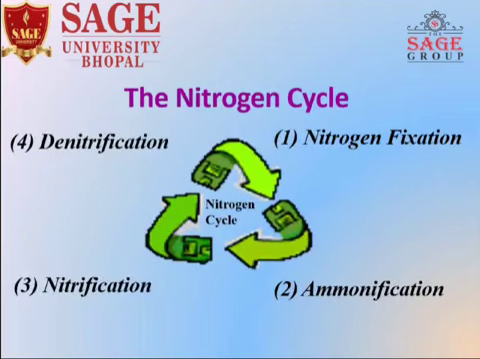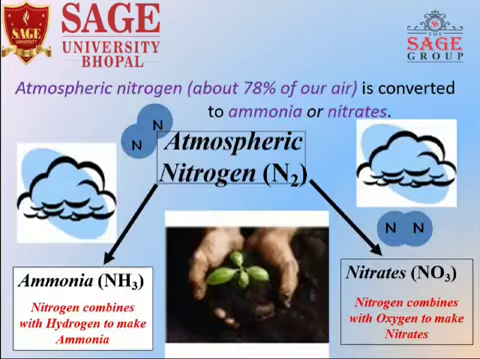The nitrogen cycle consists of four stages. One, nitrogen fixation. Second, ammonification. Third, nitrification. Fourth, denitrification. So we will start discussing them one by one. Atmospheric nitrogen, that is N2, is converted into ammonia or nitrate. Atmospheric nitrogen is about 78% of our air. When atmospheric nitrogen N2 is broken, it forms ammonia NH3 and nitrate NO3.